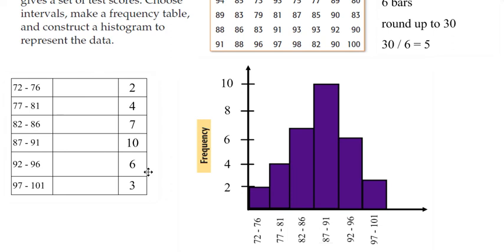Yours may be different, just depending on what you chose to round up to and how many bars you chose for your histogram. That doesn't make it any less correct. These can be represented in different ways.